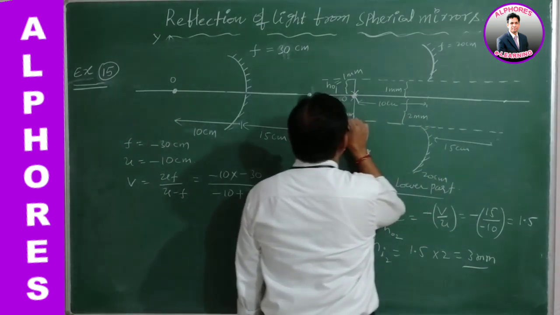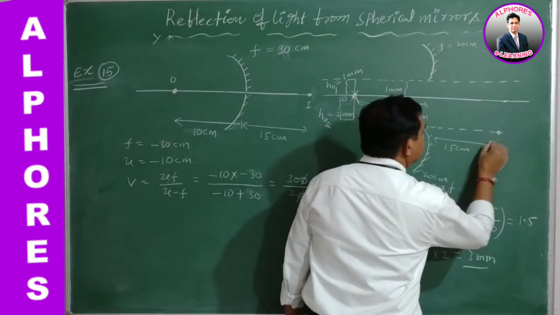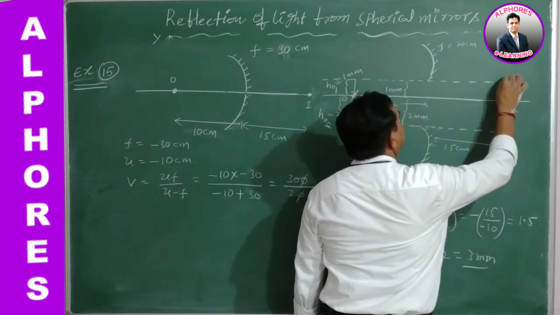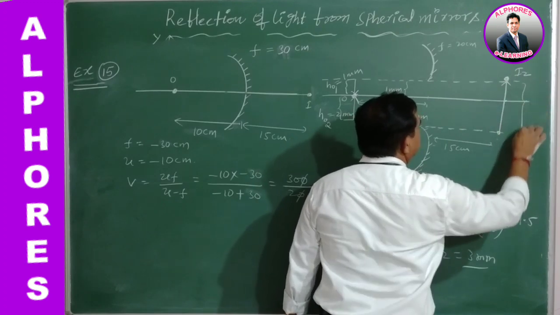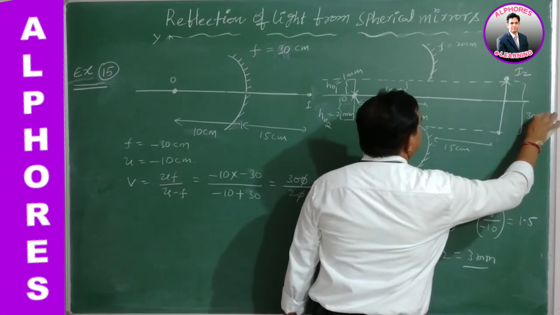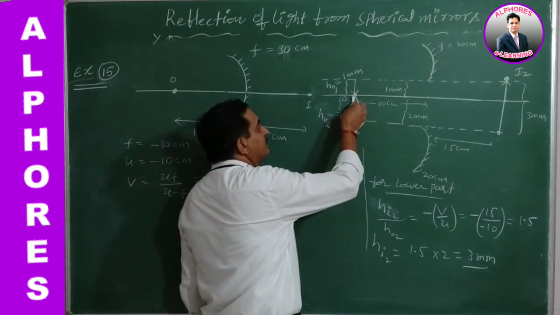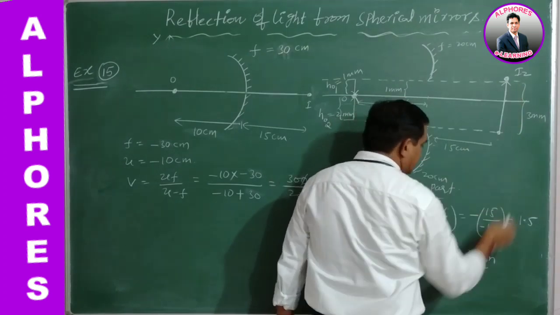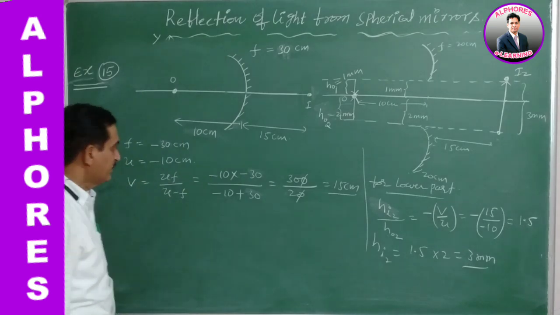So here, this is the reference line, the principal axis, at 15 centimeters. Its corresponding image is found over here, at a height of 3 millimeters. See, this is an upward, erect image, virtual and erect. So the size obtained is 3 millimeters, plus 3. Over. Then go for the second part.